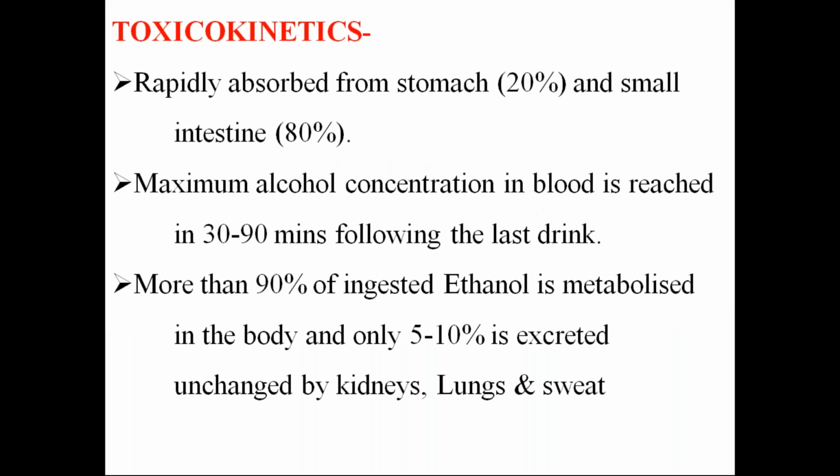What is toxicokinetics? Alcohol is rapidly absorbed from the stomach, about 20%, and more in large quantities is absorbed from the small intestine. About 80% of the alcohol is absorbed from the small intestine, and only 20% from the stomach. Maximum alcohol concentration in the blood can be reached within 30 to 90 minutes. It will start within half an hour, and within 1.5 hours it will reach the maximum concentration in the blood following the last drink.